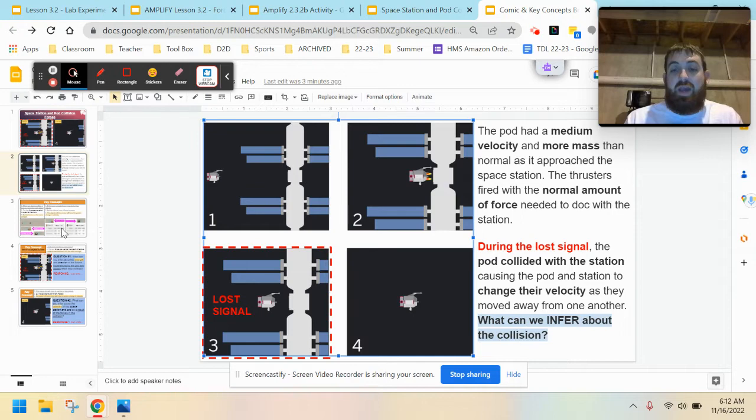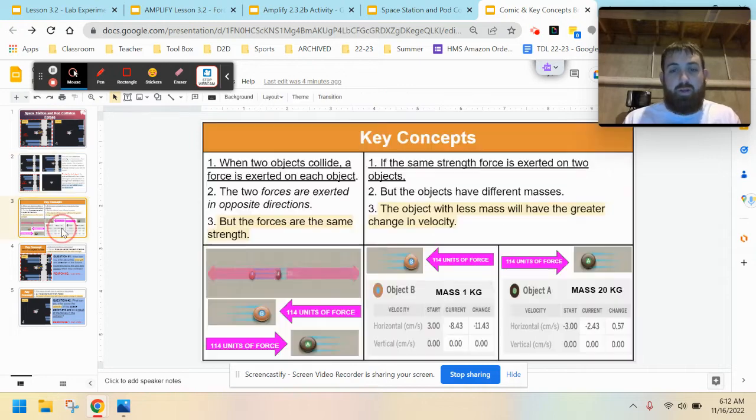So, before we begin explaining that, we got to understand how collisions work. Now, we have two important key concepts that help us understand how collisions happen and work. The first one is the one we just created. When two objects collide, a force is exerted on each object. The two forces are exerted in opposite directions, but the forces are the same strength. And we can see that with our sim example here.